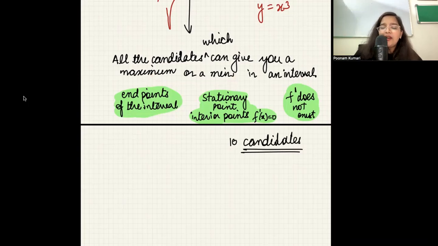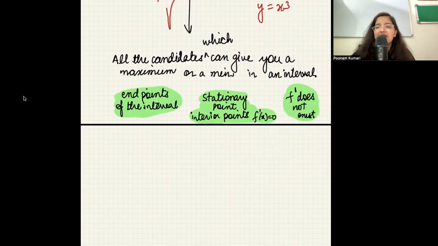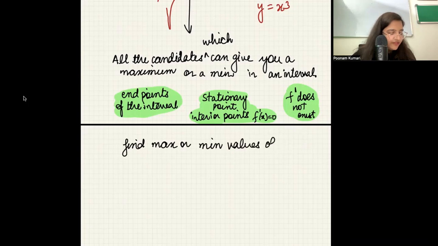Rather than doing the entire function, I can just look at how these 10 candidates are behaving and decide which is the maxima and which is the minima. And yehi hamara general procedure. And this is exactly how our general procedure is going to be. Okay. So let me just formalize this and say that, if you want to find maxima or minima value of a differentiable function, because we usually restrict ourselves to differentiable functions.